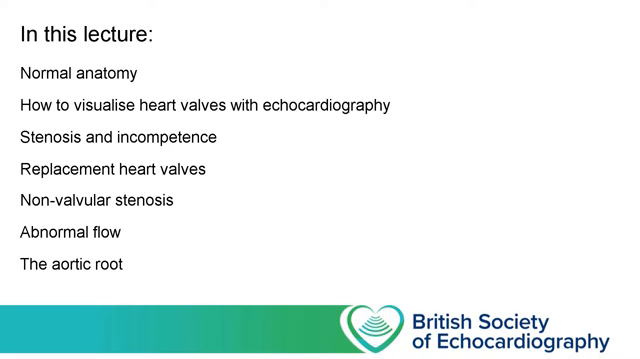We're going to look at other areas where we may see increased velocity with our colour Doppler, so thinking about non-valvular stenosis. We're going to briefly touch on areas where we may notice other abnormal flow when using colour Doppler, so really thinking about shunt lesions there. And then we're going to talk quickly about how to look at the aortic root.